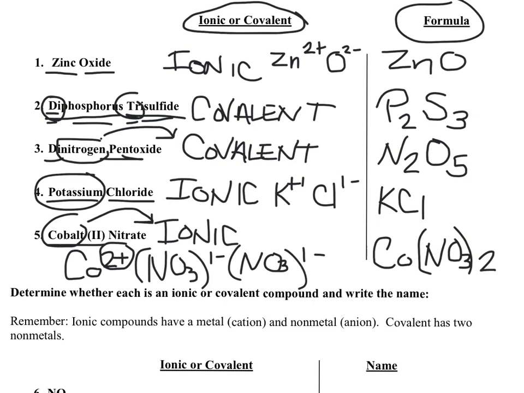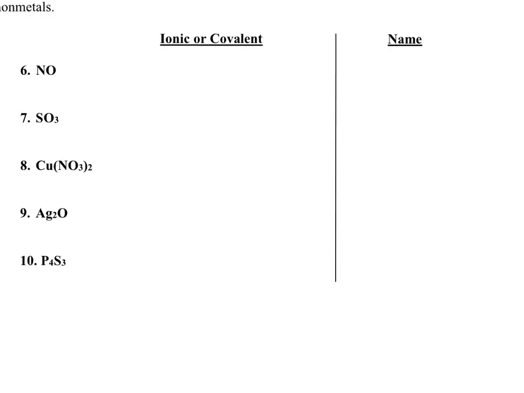So take the time, get used to doing that. All right, this bottom half, we're going to be doing the same thing. We have to figure out if it's ionic or covalent and then properly name it. Remember, there's 2 different forms of naming. For covalents, you have to use mono, di, and tri. But for ionics, you're just going to use the ion name.